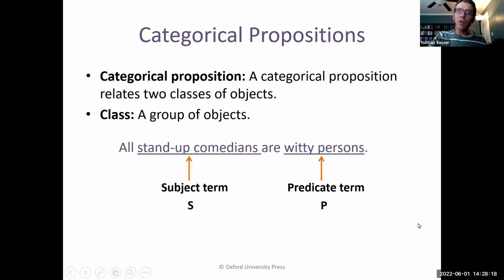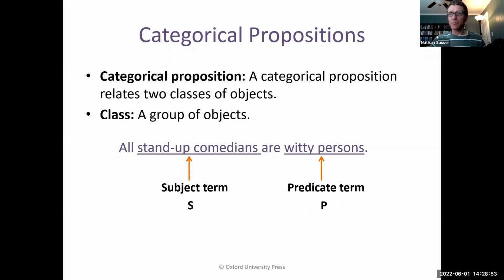other. So a categorical proposition is a proposition that says, here's how one object or set of objects relates to another object or set of objects. It relates to classes of objects. When I talk about a class, I just mean a group of objects. Every single categorical proposition is going to have a subject term and a predicate term. And there are 4 different types of categorical propositions.